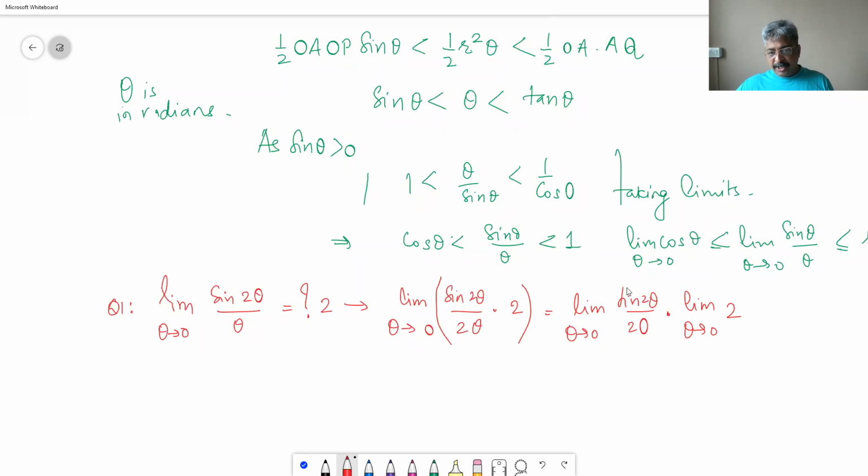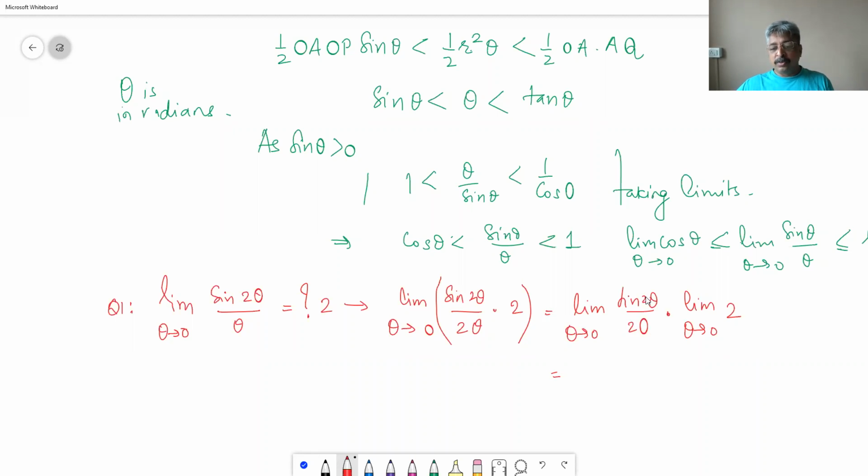Product theorem. Limit of this is L1, limit of this is L2, then limit of product is L1 into L2. And if they are different from L1 and L2, not a finite number, then this permission is not available.